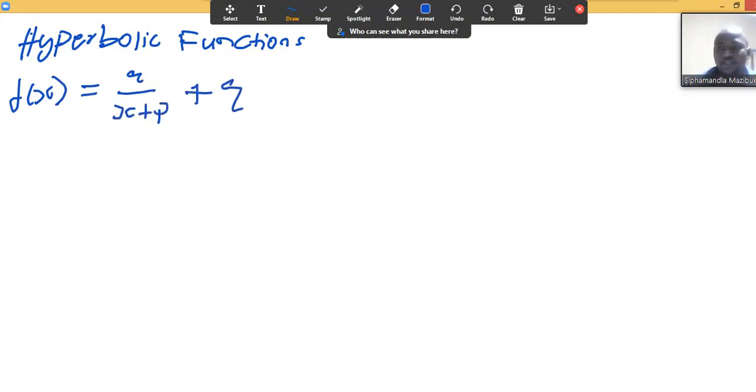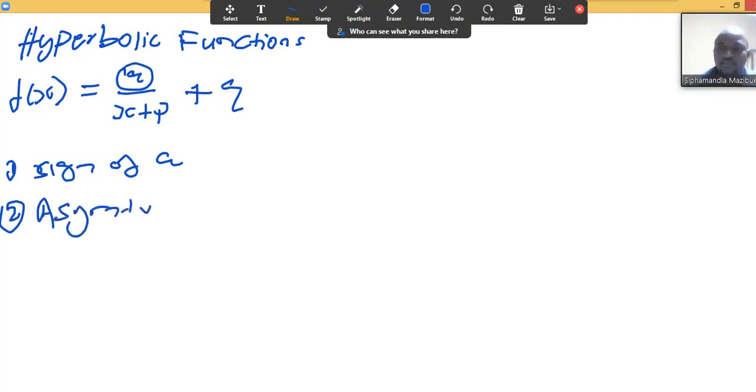The first thing to look at if you're sketching your graph very quickly is the sign of a. So that is our a. Secondly, you're looking at asymptotes. And thirdly, you're looking at the intercepts, so this will be the x-intercept and y-intercept as well. Then you can sketch your graph.